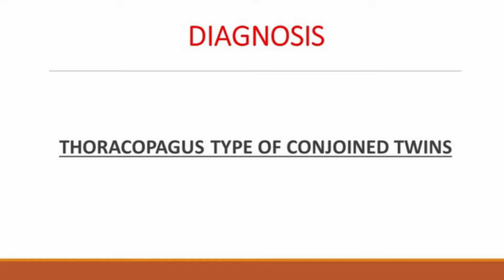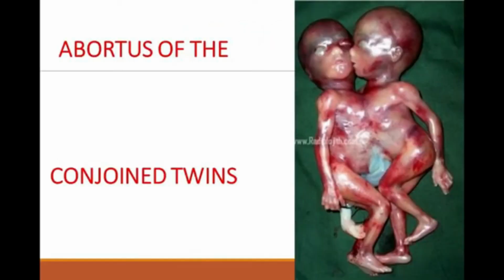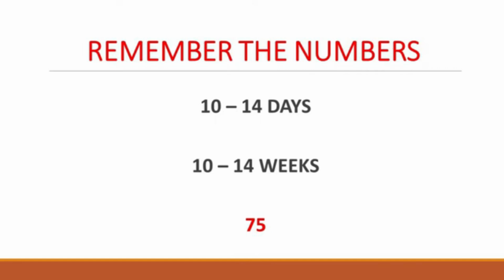Now you can see the picture of the abortus of the conjoined twins due to spontaneous abortion which happened a few weeks after the scan. Now before the discussion, please remember the numbers 10 to 14 and 75. Please don't forget these numbers.